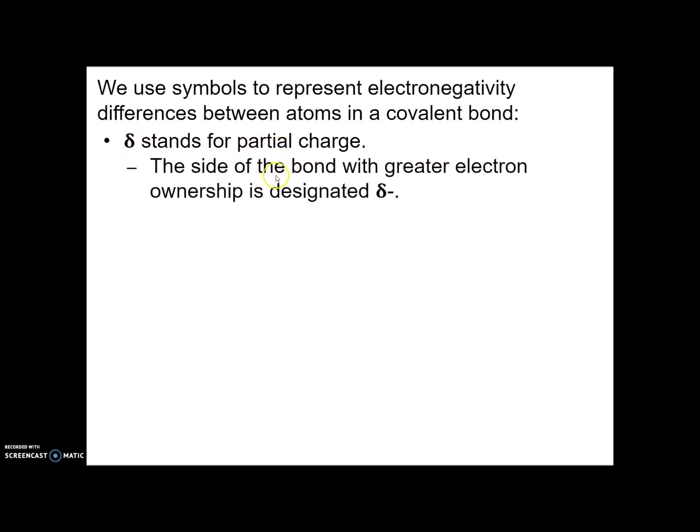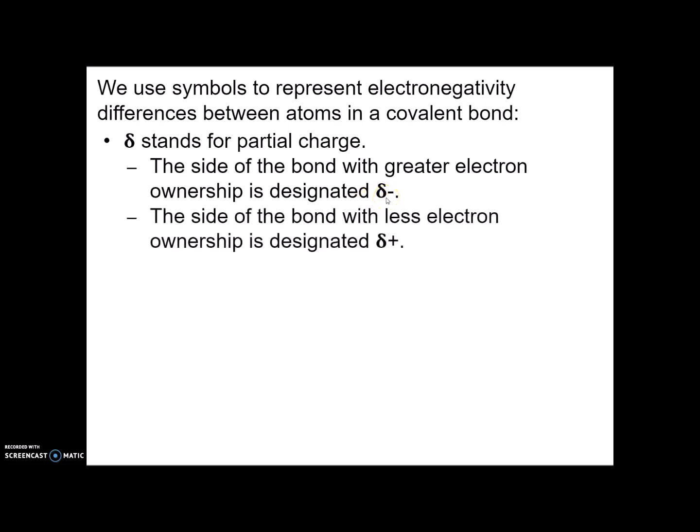The side of the bond with the greater electron ownership, the atom that has a higher electronegativity value, is designated as squiggle negative or delta negative, partial negative charge. And the opposite is true as well. The side of the bond with less electron ownership, that is a lower electronegativity value, is designated delta positive or squiggle positive.